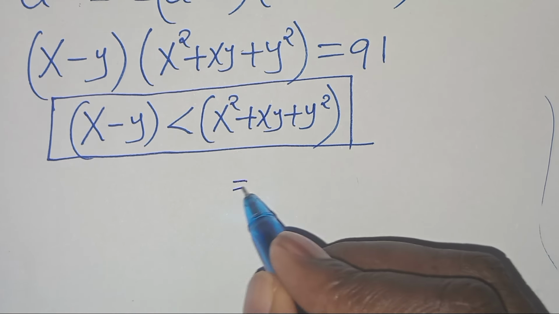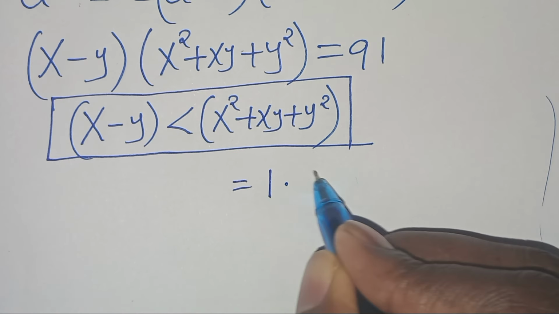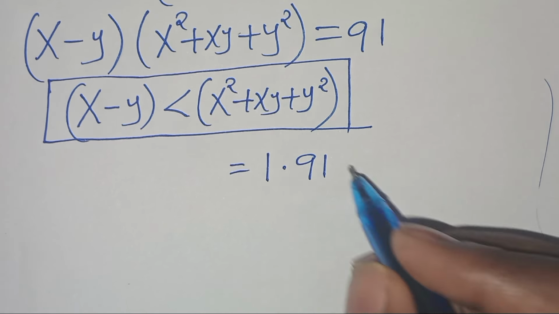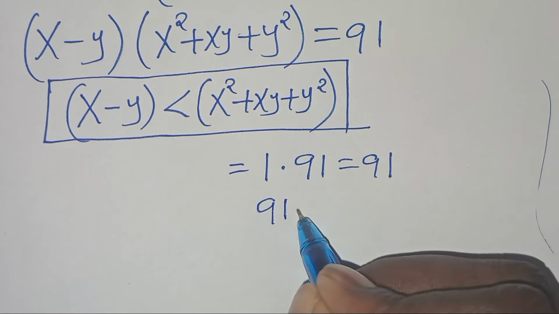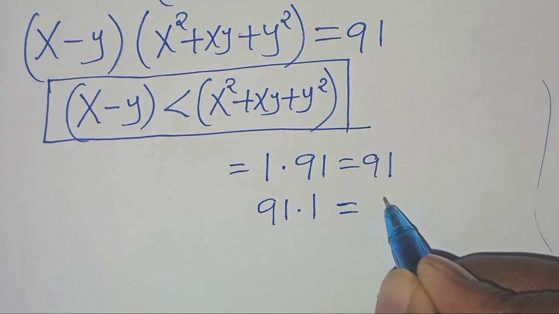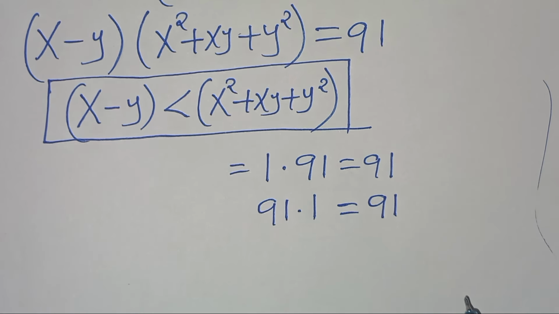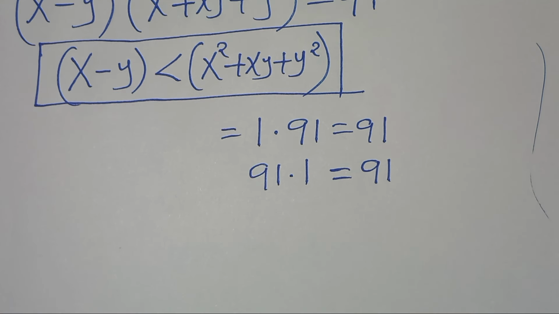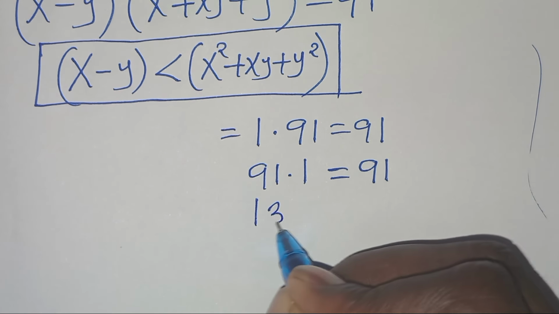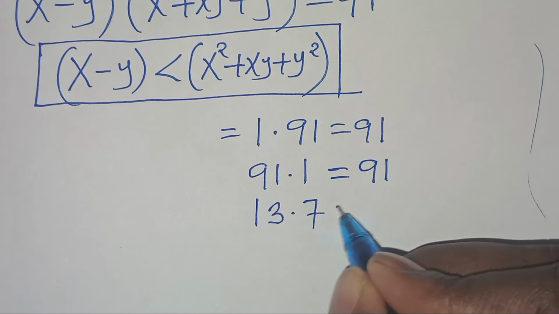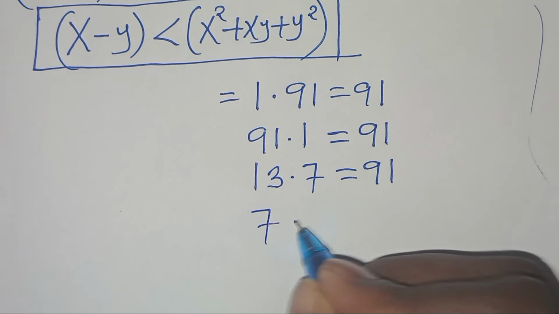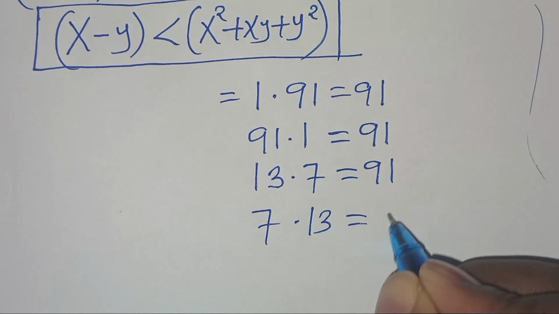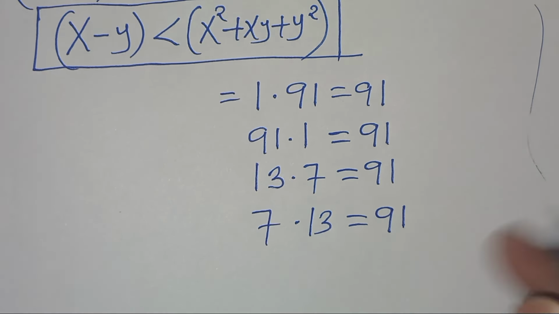Remember, we can have 1 times 91. This will give us a value of 91. Then we have 91 times 1. This will also give us a value of 91. Then we have 13 multiplied by 7. This will also give us a value of 91. And we have 7 multiplied by 13. This will give us a value of 91.